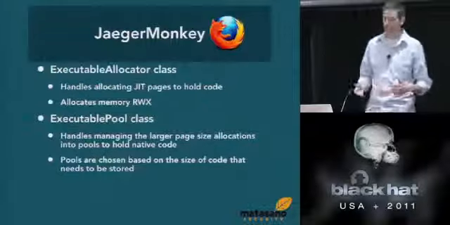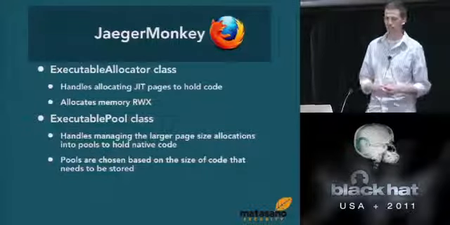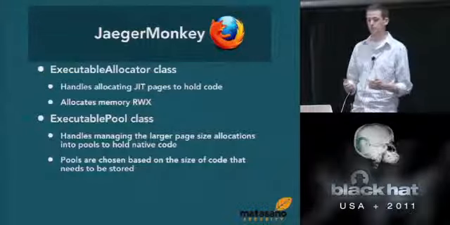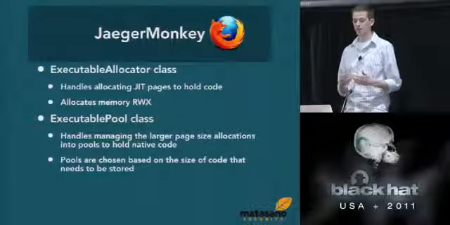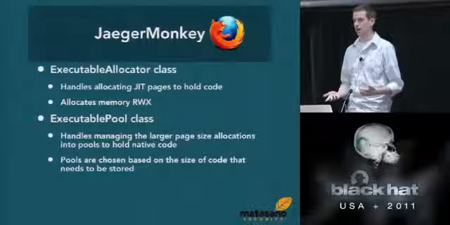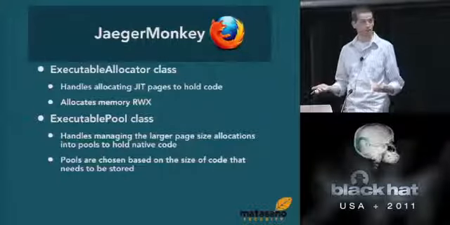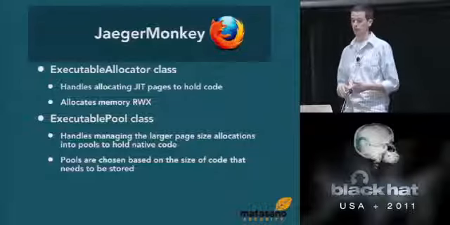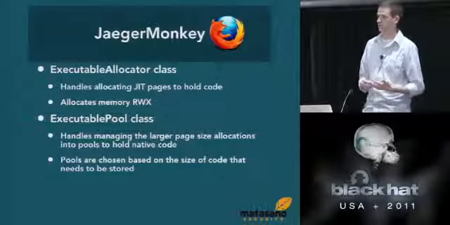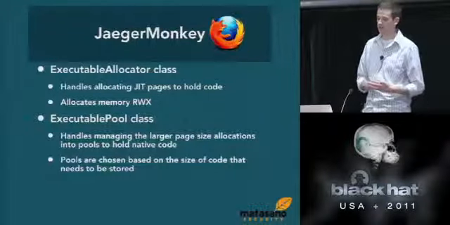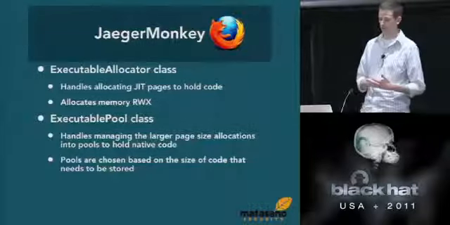The memory allocation classes of JagerMonkey are not quite as interesting as TraceMonkey. There's first the executable allocator class, which handles calling the low-level APIs like VirtualAlloc on Win32 or mmap on POSIX platforms. And they all allocate their code readable, writable, and executable. And that's really necessary to support the feature of the inline cache. And we'll definitely talk about that in detail in a little while.